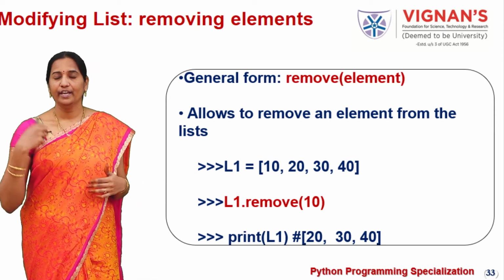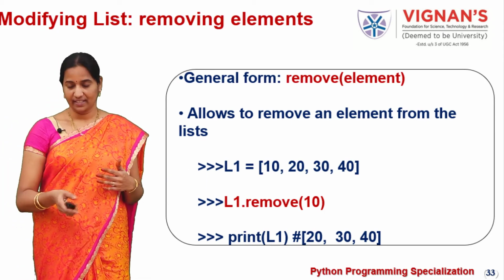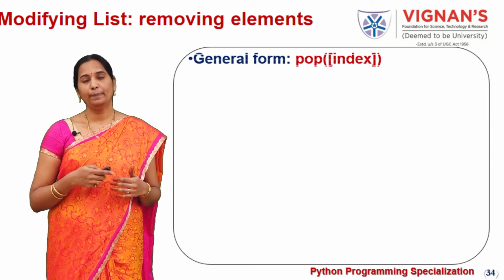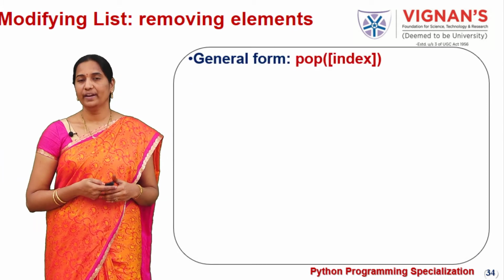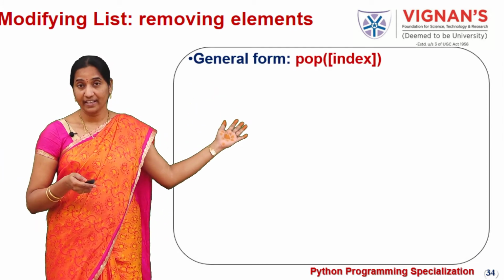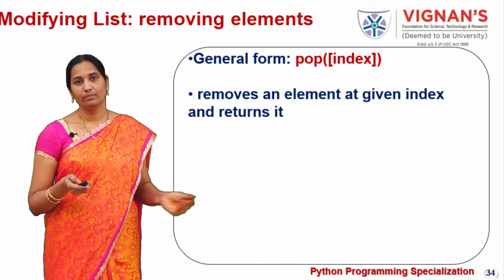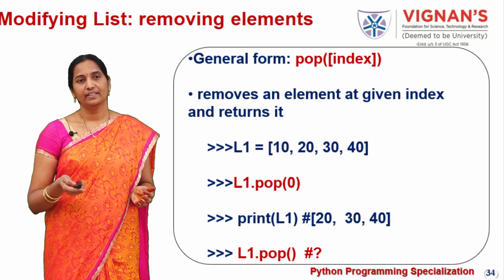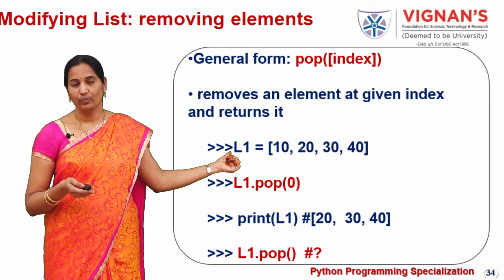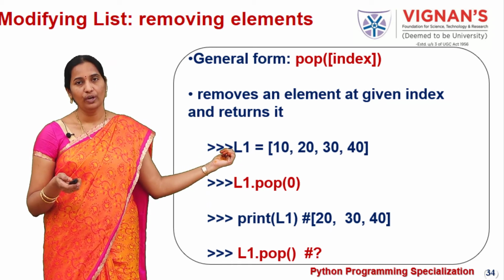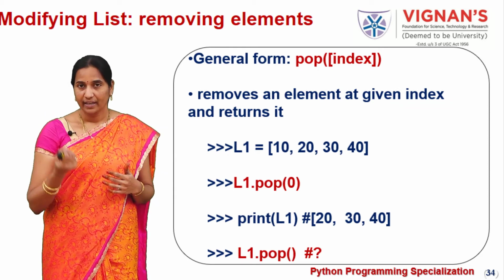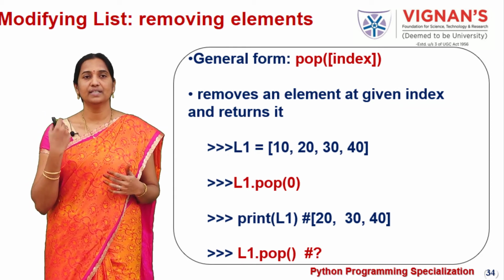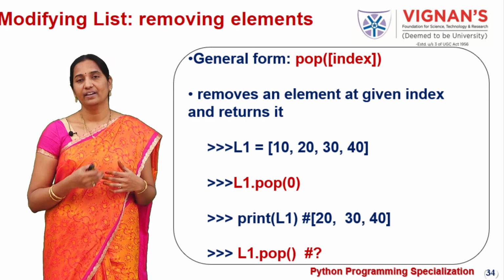Then, is there a way to remove an element at a specific index? Of course we have. pop is the method which allows us to remove an element from the list at a particular index. Here you can observe this example, which removes an element from index 0. When you apply L1.pop(0), it removes the element at index 0, that is the first element from the list L1, and returns that element.